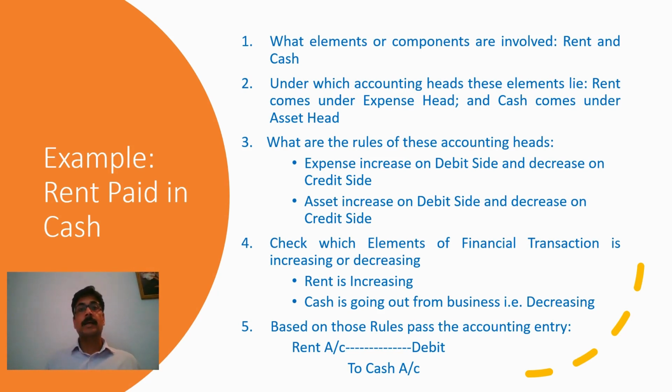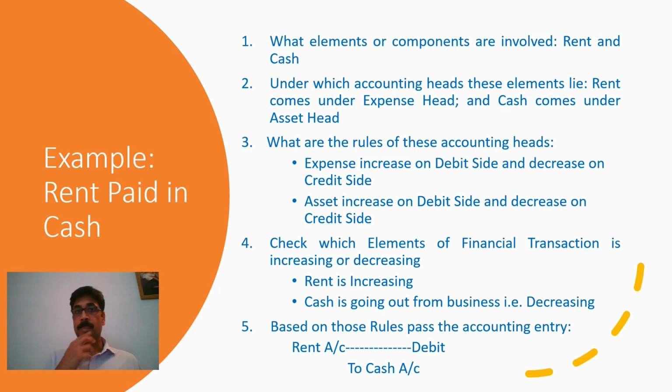So we see in the fourth step that rent is increasing because every month a business has to incur or pay the rent. So rent is increasing. The other component of this financial transaction is cash. Now what is this cash doing, whether it is increasing or decreasing? Being paid out from the business, it's decreasing. So cash is decreasing. Now we need to check the accounting rule with respect to expense and asset, seeing what is the rule for increasing and what is the rule for decreasing.